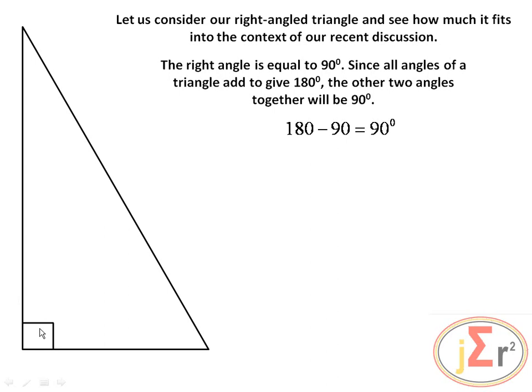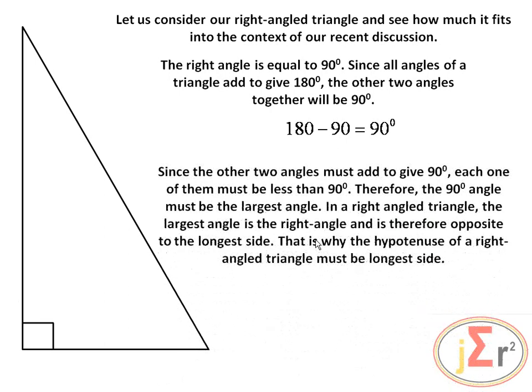Therefore, if this one is 90, the other two will have a sum of 90 because the angles will add to give 180 degrees. Since the other two angles must add to give 90 degrees, each one of them must be less than 90 degrees. If one is equal to 90 degrees and the other is equal to 0, then we will not have a triangle. We will end up with a straight line.